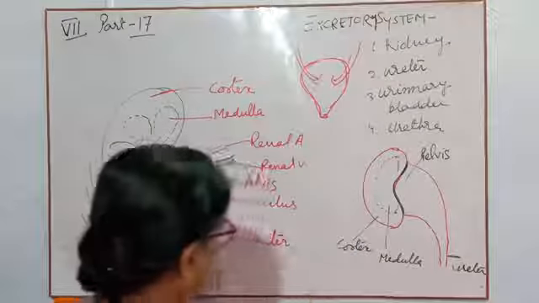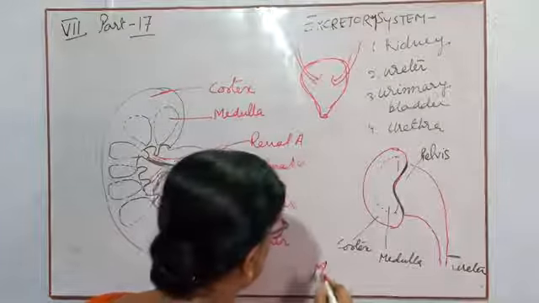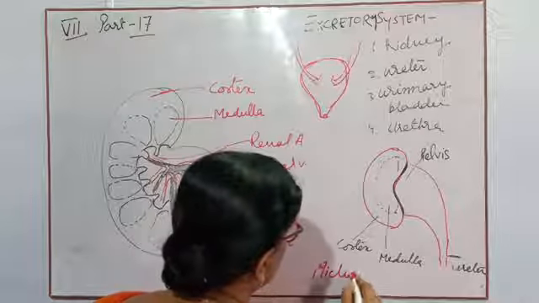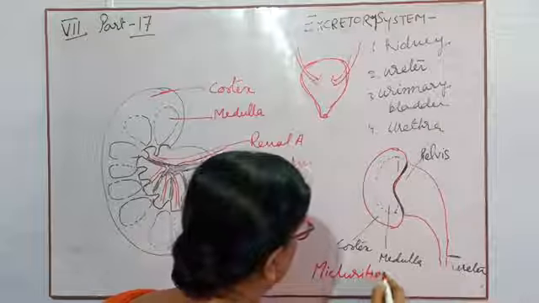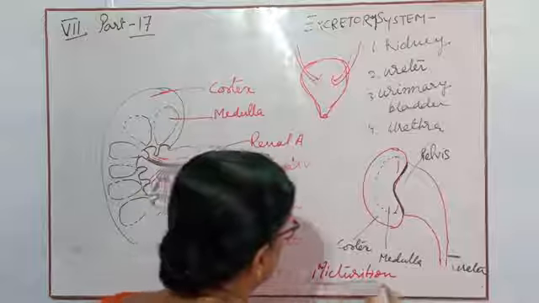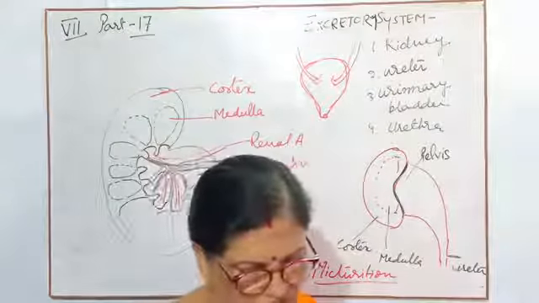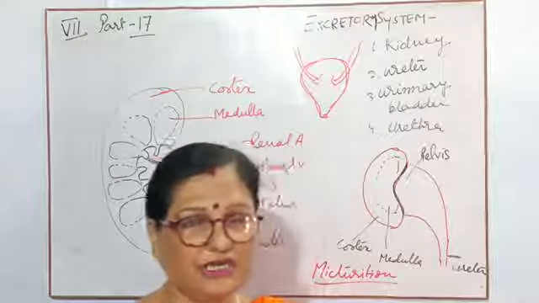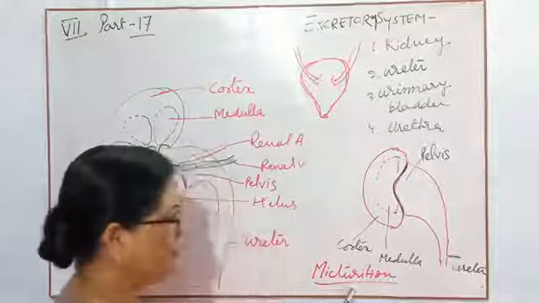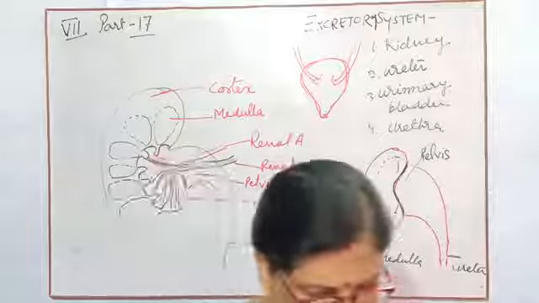Another name for urination, children, you should know, is micturition. Maybe it is not in your book, but you should know that another name for urination is micturition. Urination is the English word and micturition is the biological word.